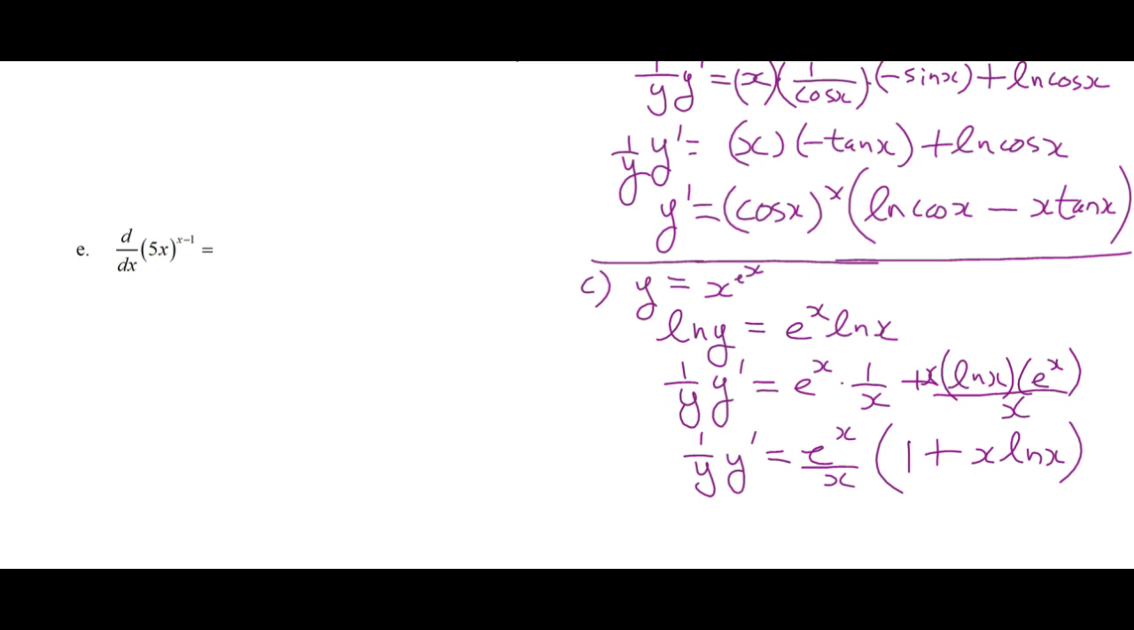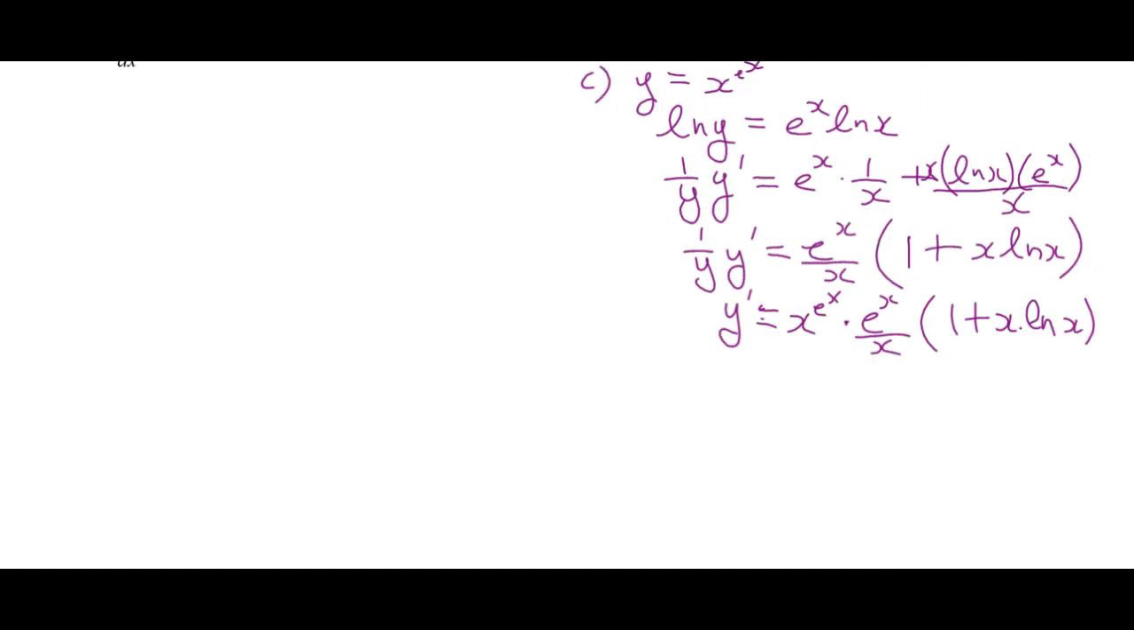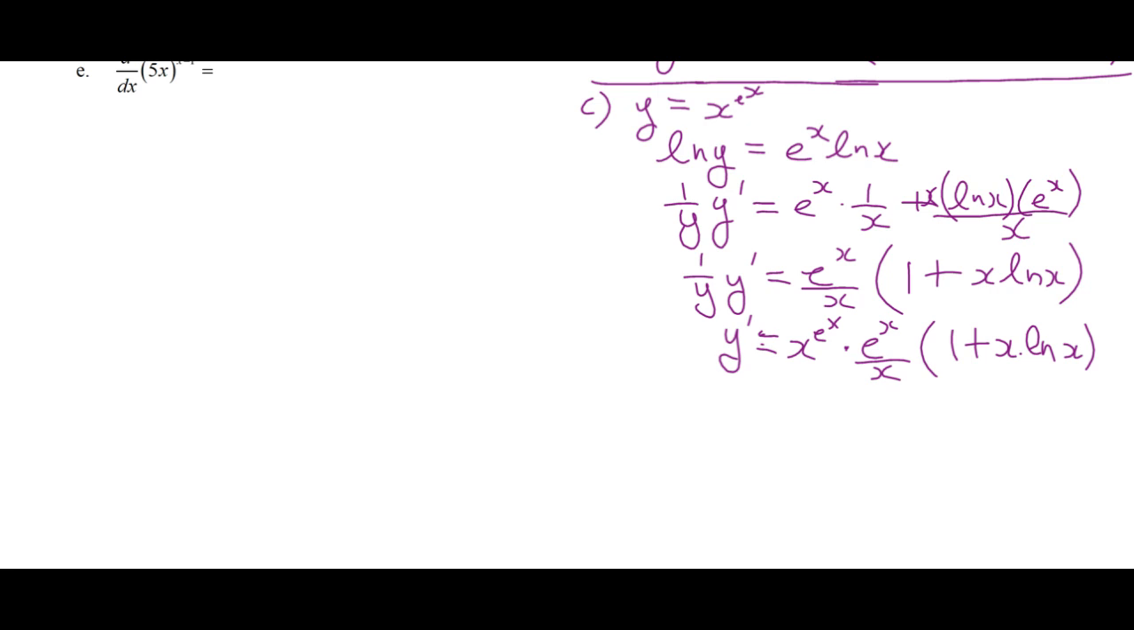Okay, and now I'm going to do y prime equals, and I'm going to. So 1 over y, so it becomes y. So now it's x e to the x. I'm not writing that very well. X e to the x times e to the x over x times 1 plus x ln x. Must extend page. Okay, common base. This will be a negative 1. We're just going to subtract 1 from that. So we've got x to the e to the x minus 1 times e to the x times 1 plus x ln x.